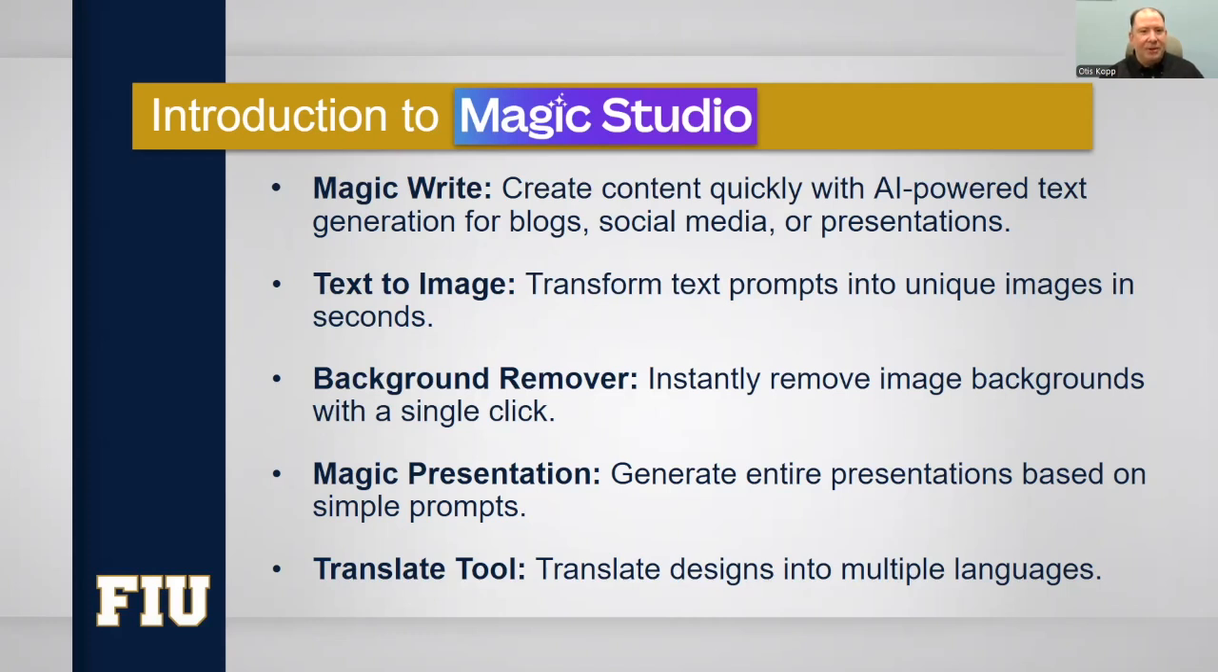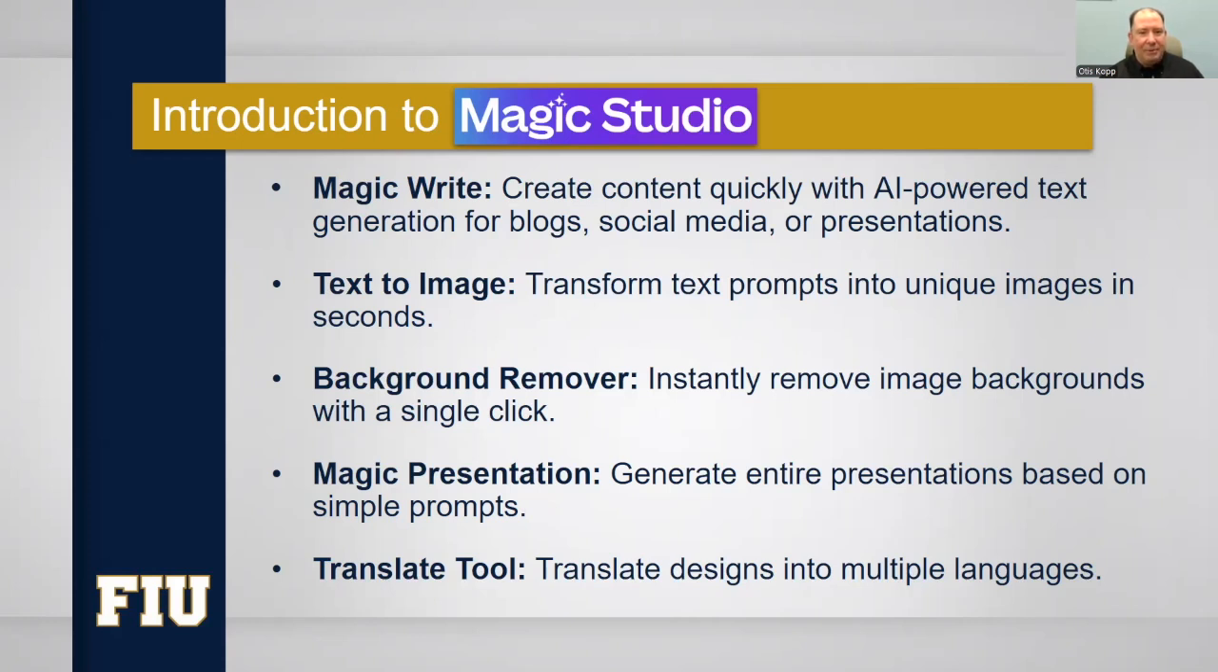With Magic Studio, you can create written content and marketing copy, such as social media posts, blogs, or product descriptions using Magic Write. You can transform text prompts into unique images in seconds with text to image. You can automate tedious processes like removing backgrounds or resizing designs. And you can also generate entire presentations with minimum input.